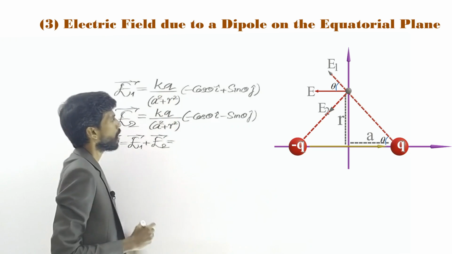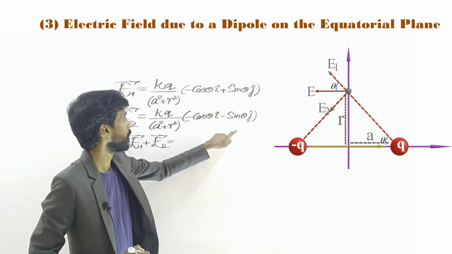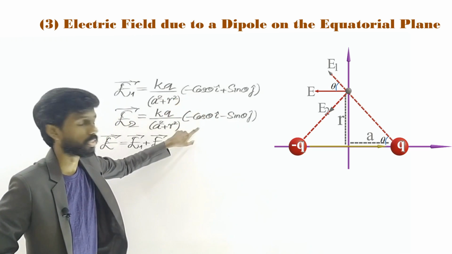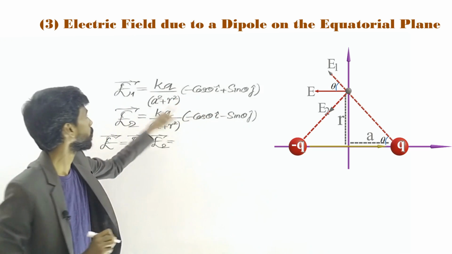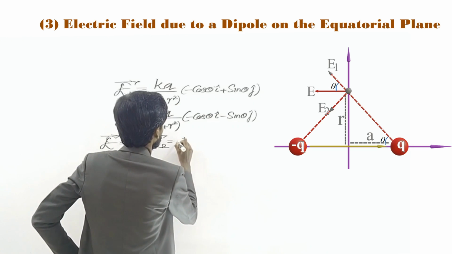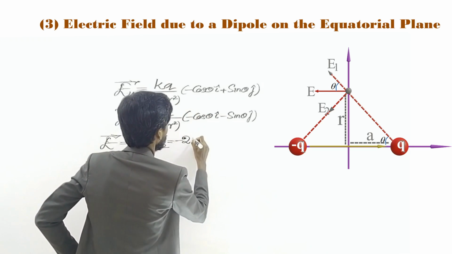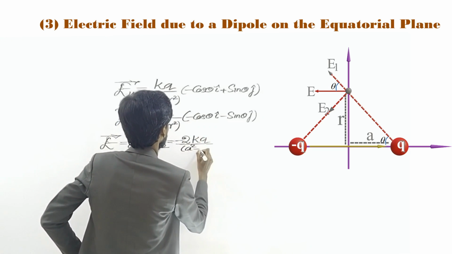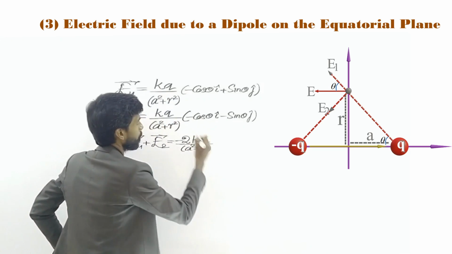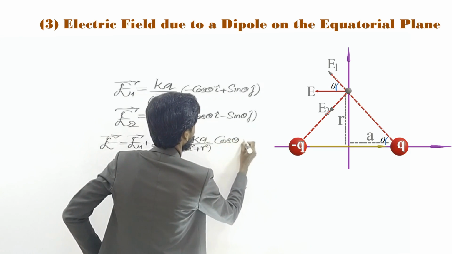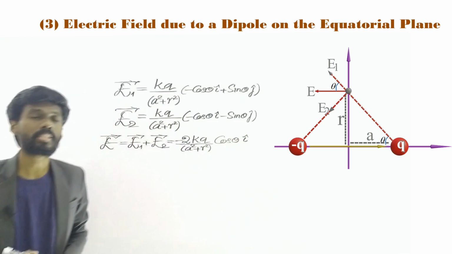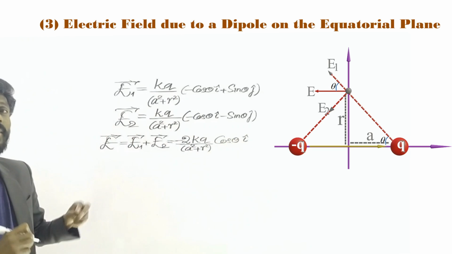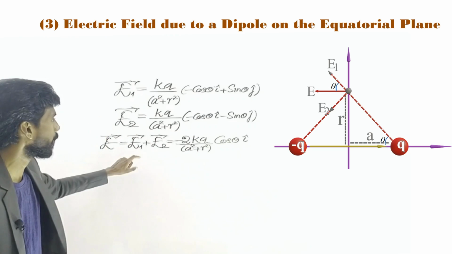So this will get cancelled, sin theta minus sin theta. This is 2 times minus cos theta minus cos theta, 2 times minus cos theta. So that means it will be minus 2KQ divided by (A squared plus R squared) multiplied by cos theta, in the I cap direction. So this is our required electric field vector, the resultant of these two electric fields. That is our answer.